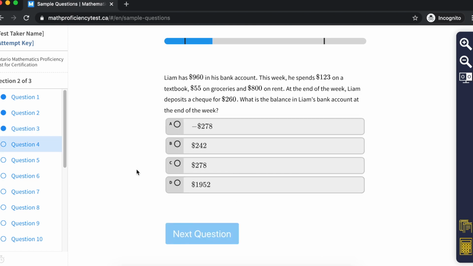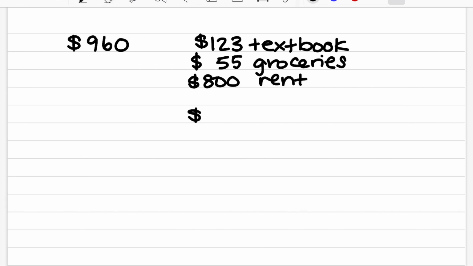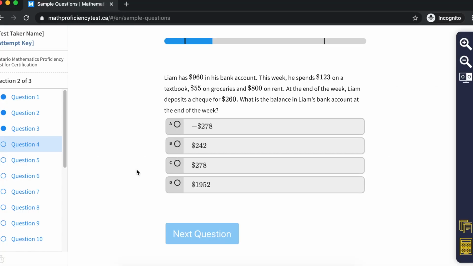Okay, we get a word problem, fun. Liam has, I like to write out the numbers that we have, $960 in his bank account. Then he spends $123 on a textbook, $55 on groceries, and $800 on rent. At the end of the week, he deposits a check for $260. What is the balance of his account at the end of the week?